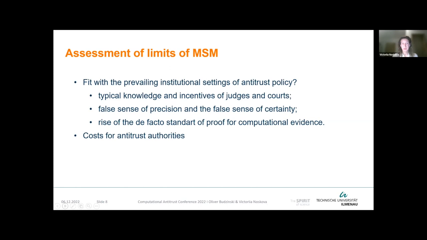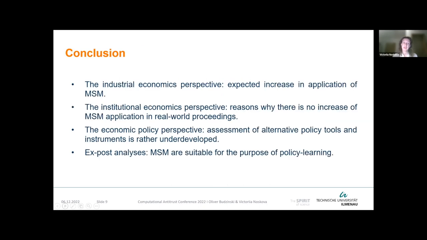And we addressed the question of institutional setting for antitrust policy. By doing this, and also taking into account the cost which antitrust authorities have during these proceedings, we came to several conclusions. The institutional economics perspective tells us that we should expect an increase in the application of merger simulation models. However, institutional economics also provides certain reasons why we do not observe this increase in real-world application. And the economic policy perspective provides an assessment of alternative policy tools and instruments. However, this assessment is currently a bit underdeveloped, and this is also a point to be stressed here.